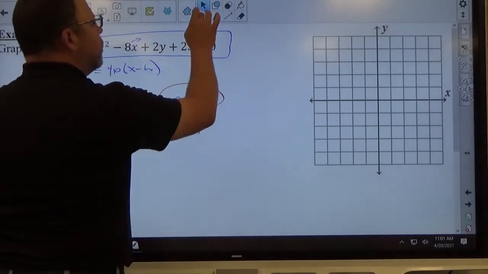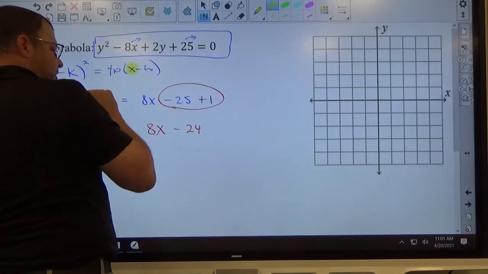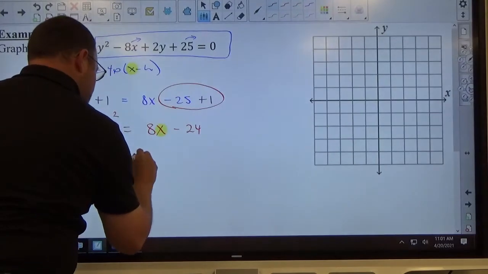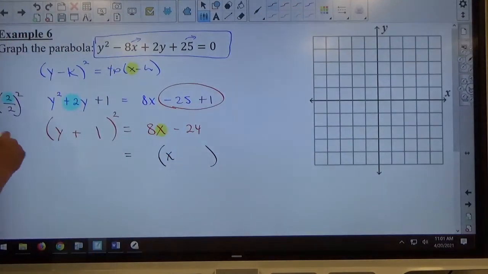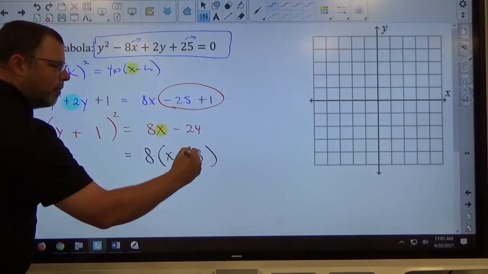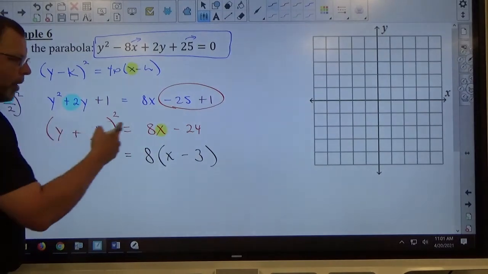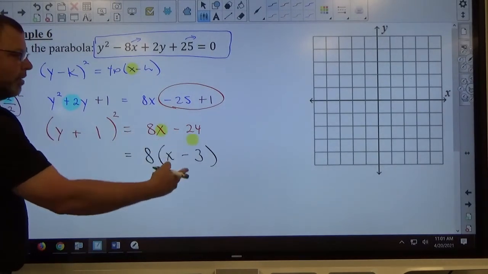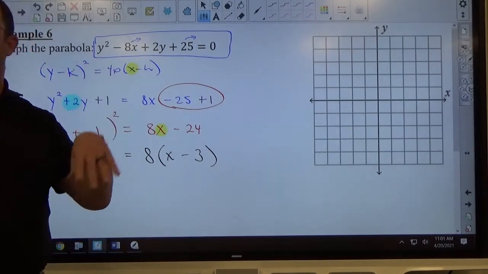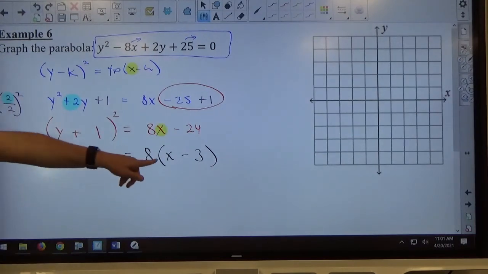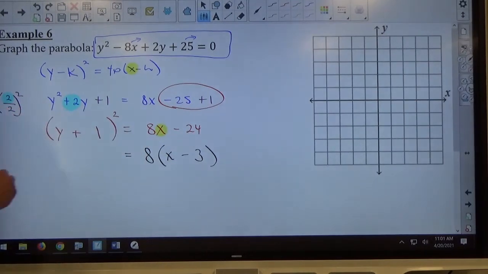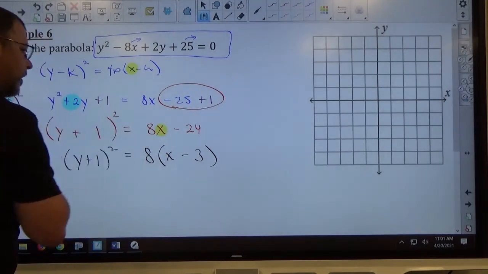And again, my key component of the right-hand side is this has to be x. Currently it's not. It's 8x. 8 is what's messing it up, so I'm going to put 8 out here. 24 divided by 8 is 3, and it's negative, so minus. Whatever number's in front of it. If this said 27, 27 divided by 8 is some decimal, I don't care. If 27 divided by 8 is 3.375, let it be 3.375. I just want this to be x. That's what standard form looks like. So y plus 1 squared equals 8 times x minus 3.